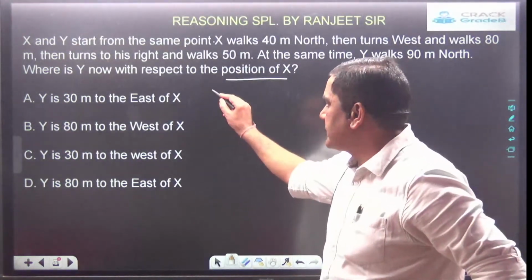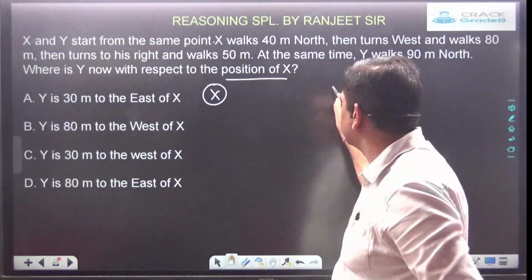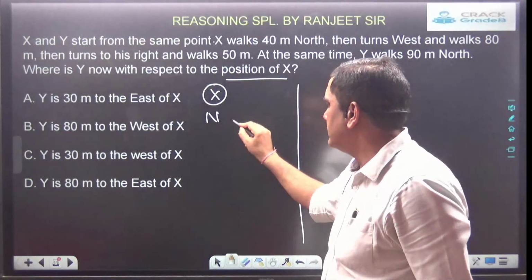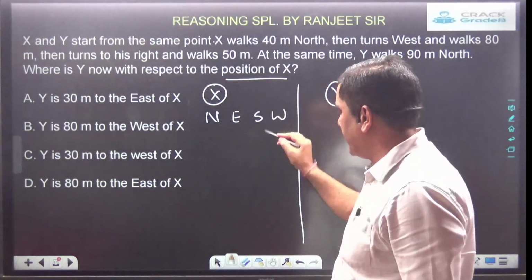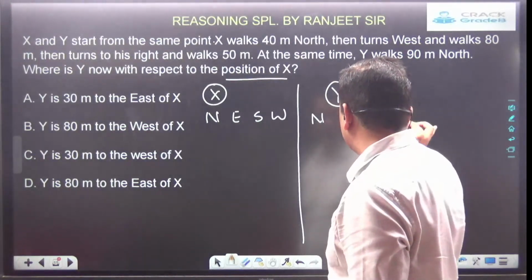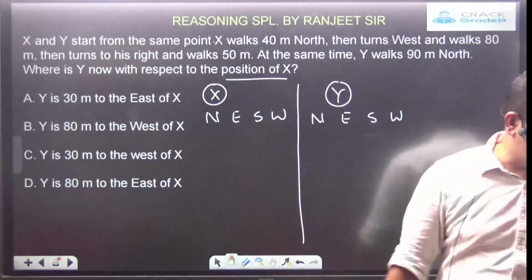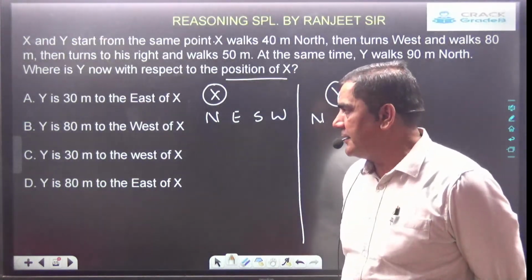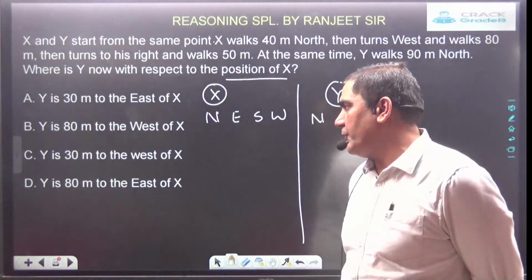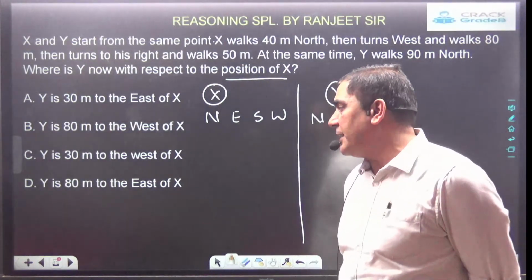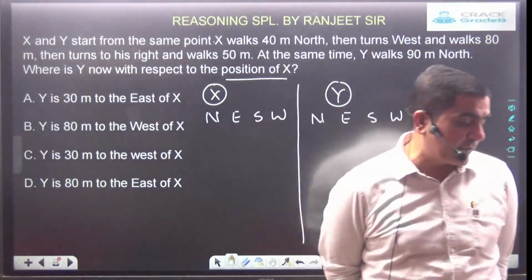Okay, let's start with X and Y. Plot the NESW for X and plot the NESW for Y, and tell me the answer for this one. The options they have given: Y is 30 meters to the east of X, Y is 80 meters to the west of X, Y is 30 meters to the west of X, Y is 80 meters to the east of X. What should be the answer for this one?